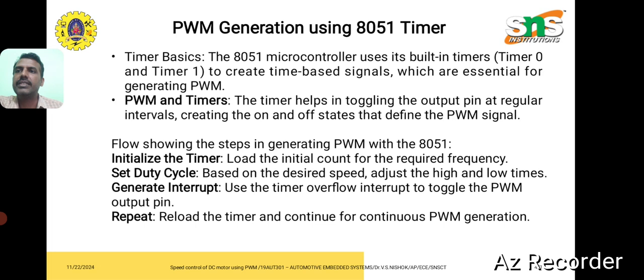PWM generation using the 8051 timer. Timer basics. The 8051 microcontroller uses its built-in timers, timer 0 and timer 1, to create time-based signals, that is PWM signals, which are essential for generating the duty cycle. The PWM and timers: the timer helps in toggling the output pin at regular intervals and creating the on and off states that define the PWM signal. The flow shows the steps in generating PWM with the 8051: initialize the timer, set duty cycle, generate interrupt and repeat.